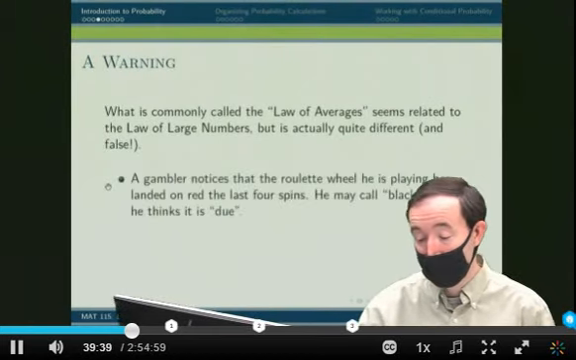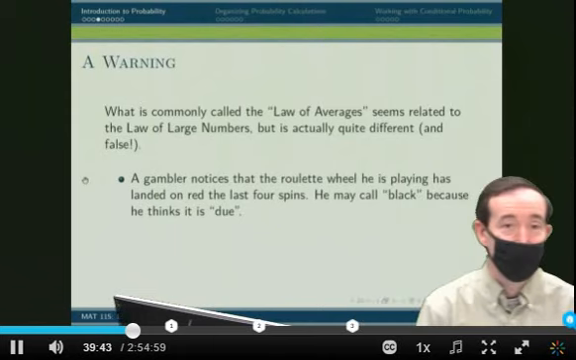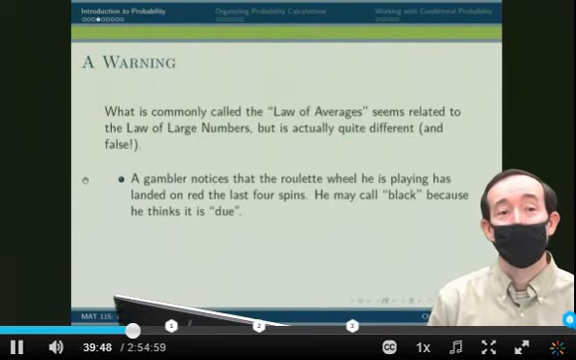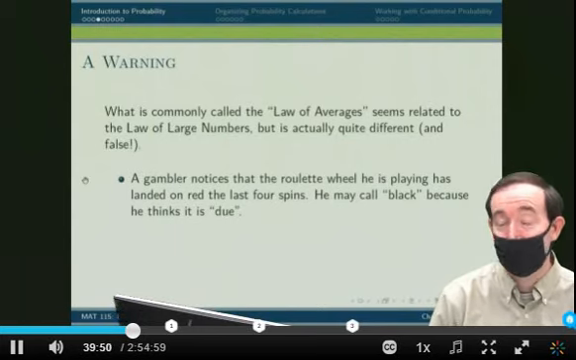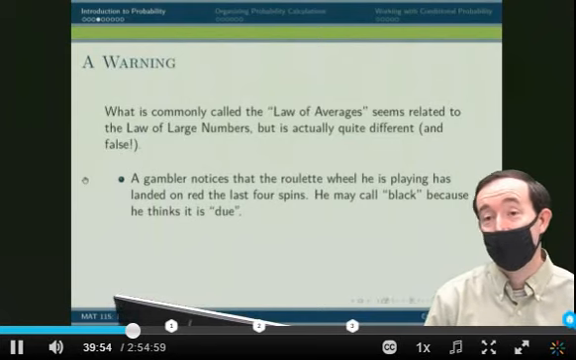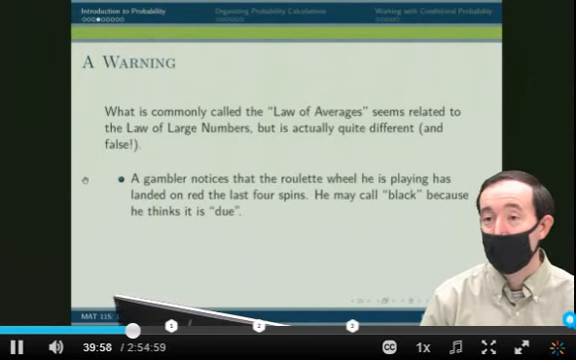So here's an example. A gambler who's playing roulette may notice that the wheel he's playing on has landed red the last 4 times. He's going to call black this time because he thinks black is due. Right, is that correct reasoning?